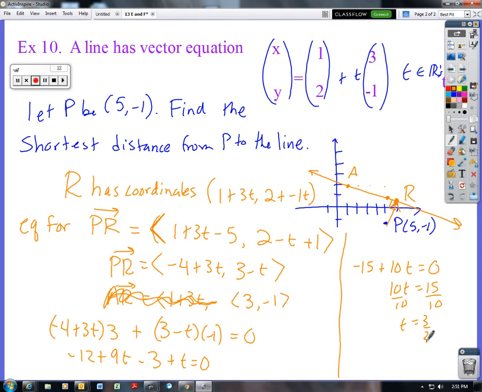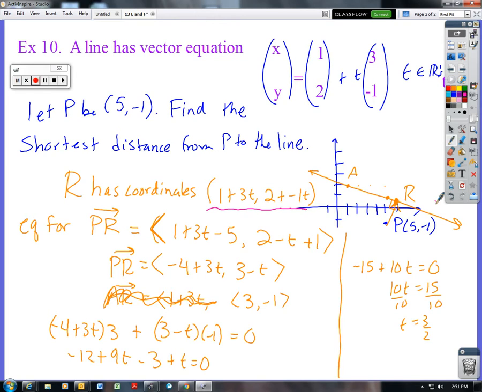Okay, it wants the shortest distance from P to the line. So there's two ways you can do this. There's the non-vector way, which would be to plug 3 halves in for t, right up here where you have the coordinates for r, and you could get the actual coordinates for r, and then you could use the distance formula. That's one way to do it.